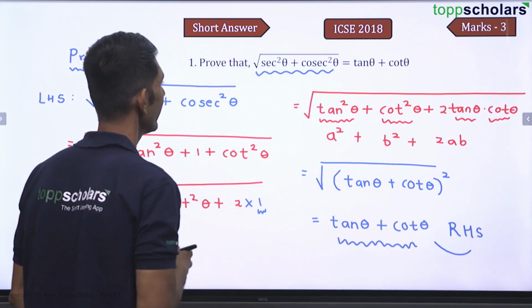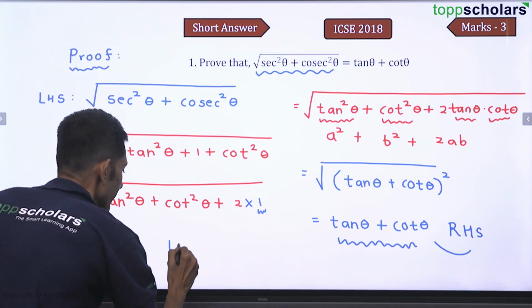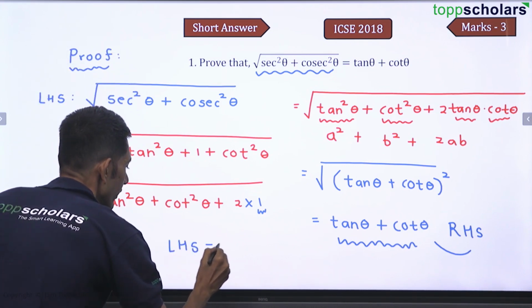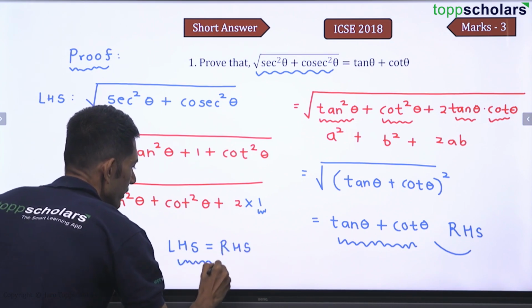Yes. So can I say I have proved that LHS is equal to RHS? Yes. So we can say LHS is equal to the RHS, hence proved, correct?